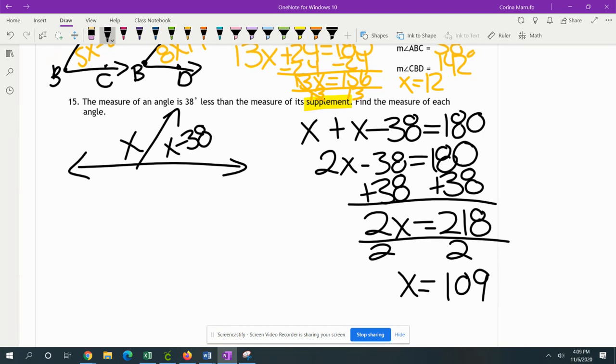And that's it. Oh wait, not that's it. It says find the measure of each angle. So we found x, we found this one is 109 degrees. So then the other one, we're going to have to do 109 minus 38. And that gives us 71 degrees.